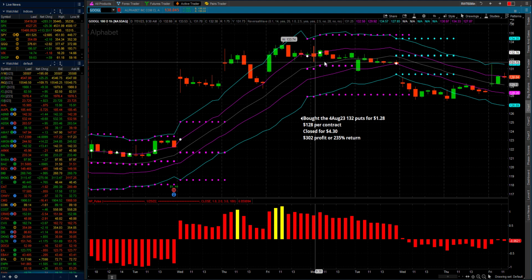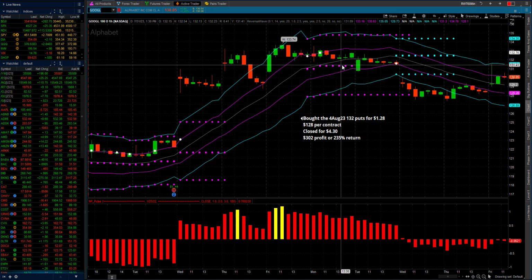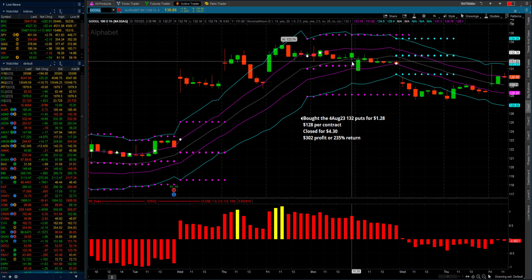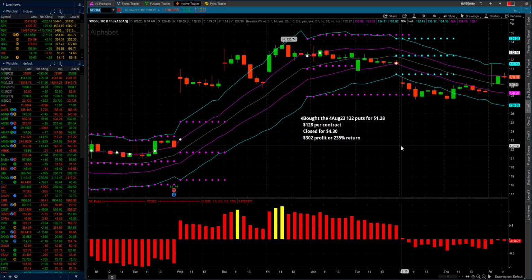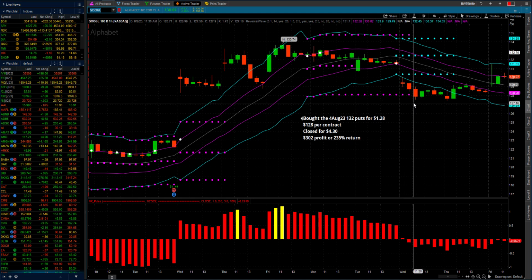And here is that setup from earlier in the week. Okay, it came on Tuesday. We had our magenta colored dots here. We had our entry, we had our target, we had our stop. Everything was outlined for us. Came in, bought some long puts, specifically the 132 puts that expire here today. We came in looking for a move to the downside. That's exactly what we got. The very next day here on Wednesday, we came down and we hit the target.